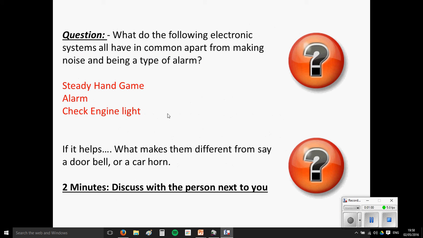So, alright, this is what I normally do as the starter to my lesson. What have all the following products got in common? This is what I get my kids to think about at school. Steady hand game, like a house alarm, your check engine light. Normally they can work it out. These are all devices that once they've been activated, they stay on, they stay locked on. Whereas the alternatives down here, a doorbell or a car horn, they only work while you're activating them, if that makes sense. So this is really to do with what thyristors do.